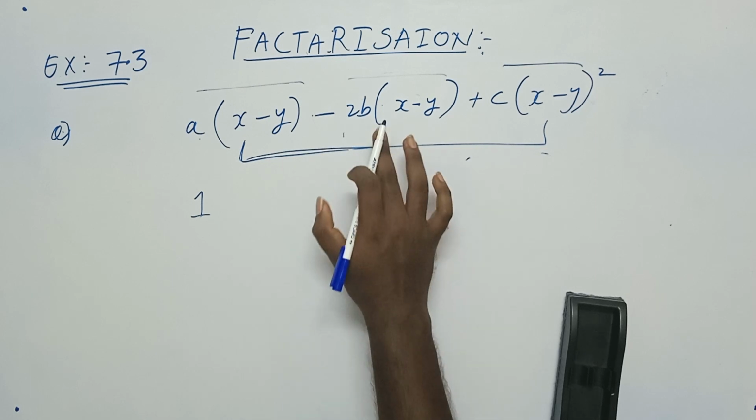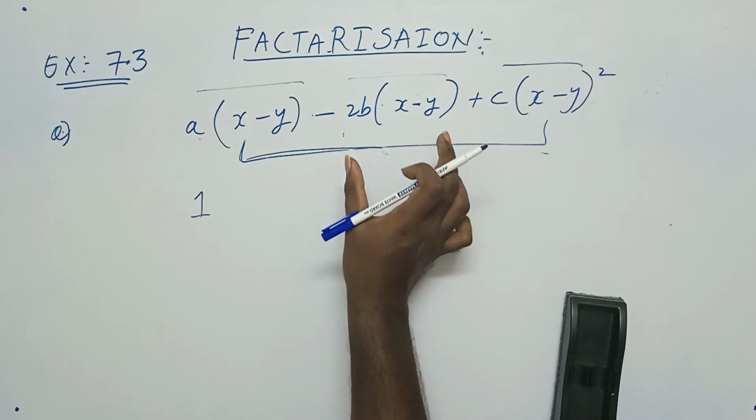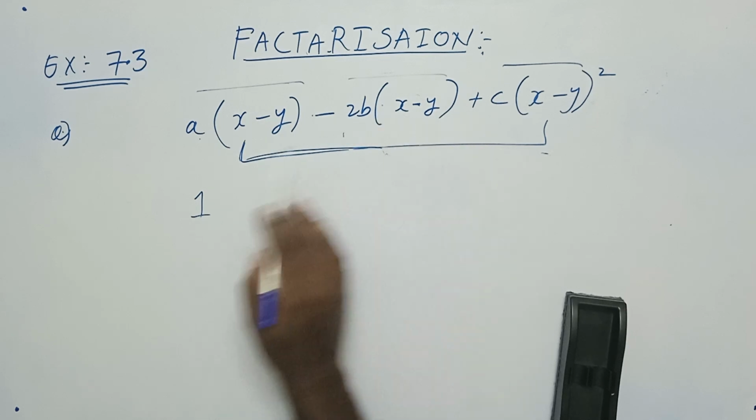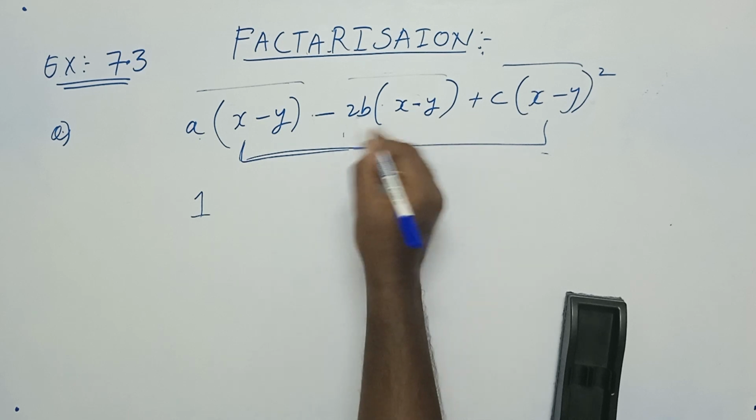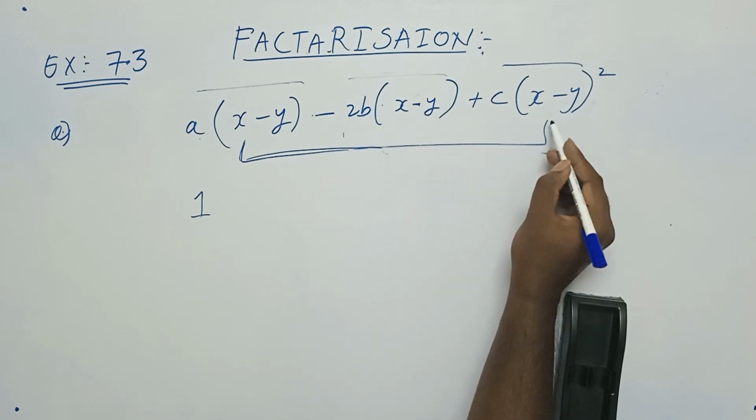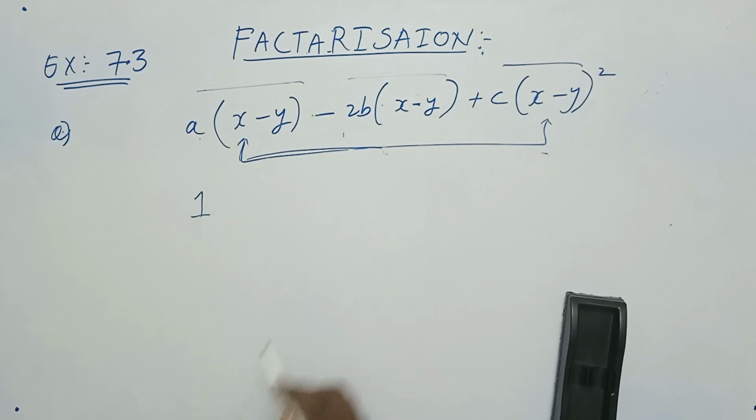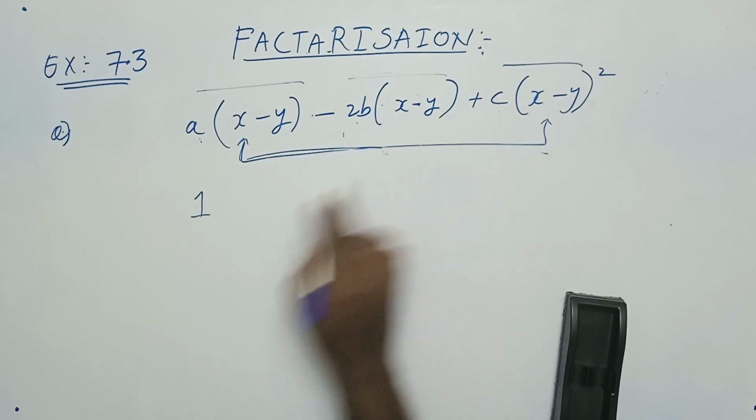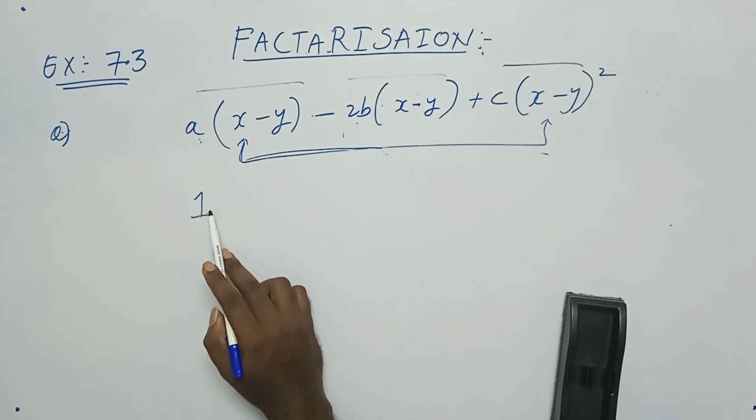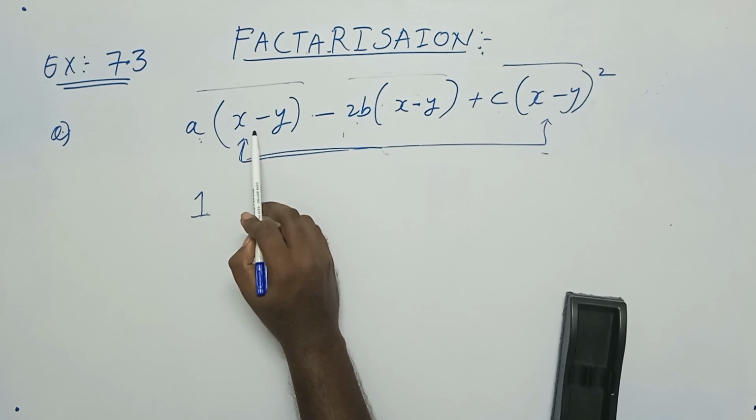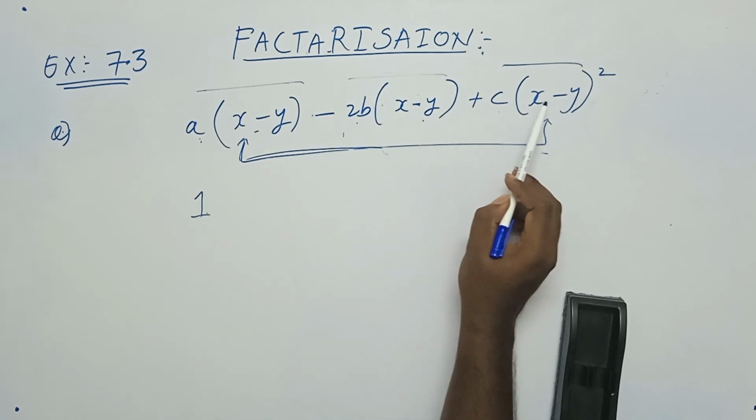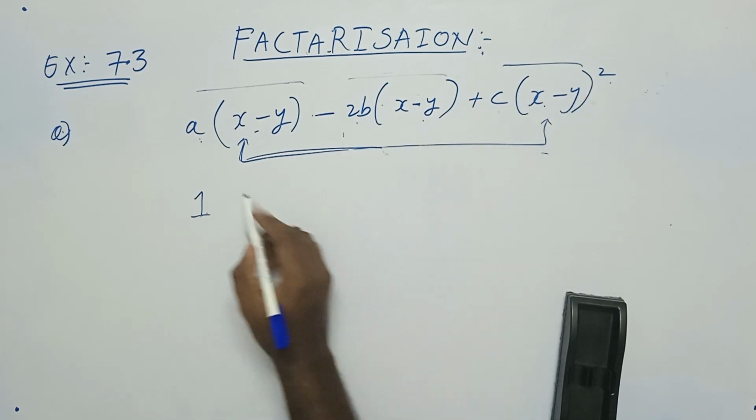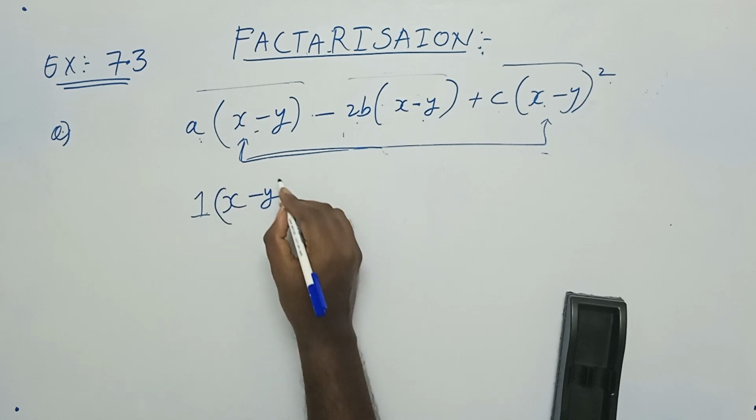I have just explained this so that you know how we can take (x − y) as a common factor. You don't need to write this here; I'm just telling you so that you are able to understand. So in a, −2b and c, 1 is the HCF, and we have taken 1 as a common factor. Now here we have (x − y), here (x − y), here (x − y)². So what is their HCF? (x − y) is their HCF.